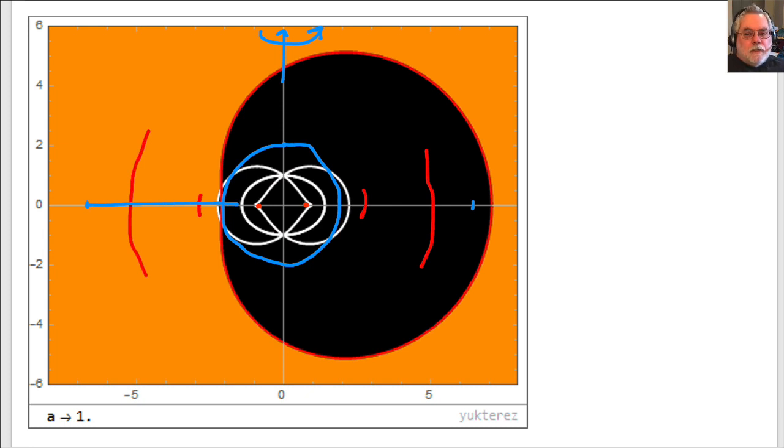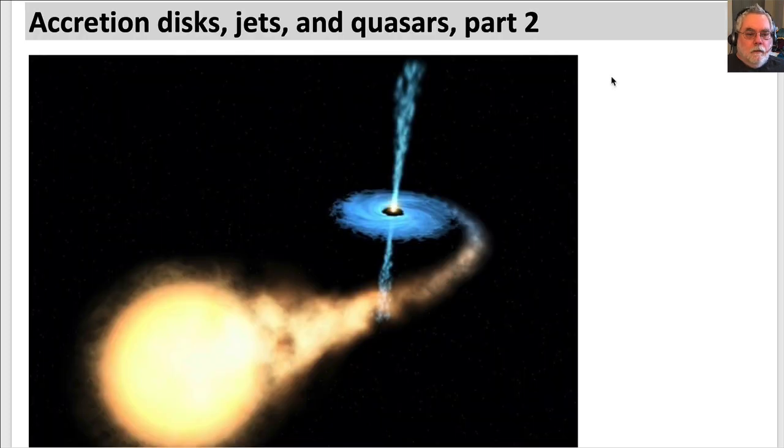This completes most aspects of rotating black holes. Now we're going to cover part 2 of accretion disks, jets, and quasars. Black holes look black, right? When does a black hole not look black?